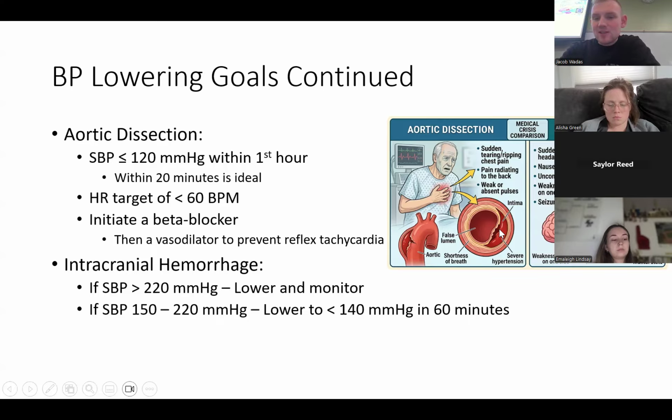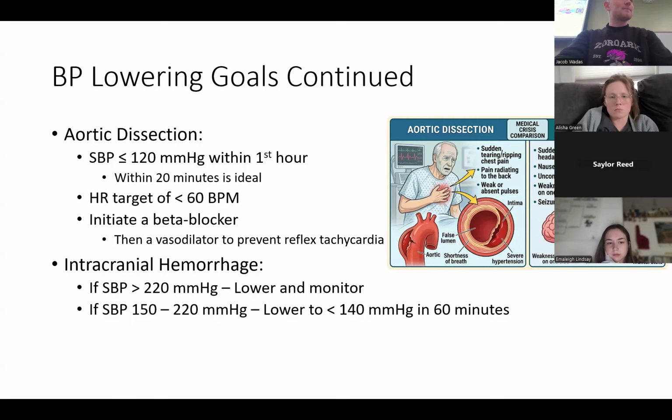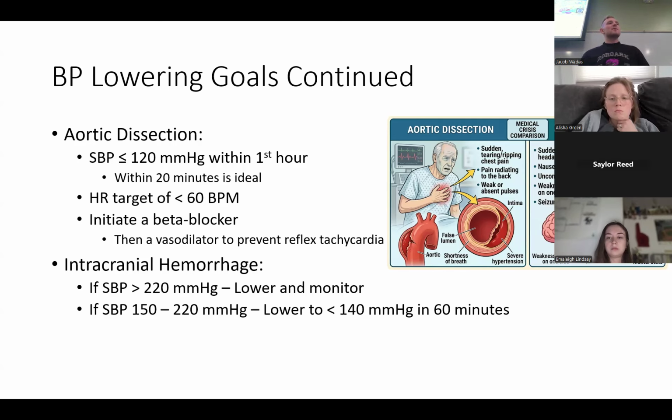If the hypertension and increased heart rate continue, the aorta can completely rupture, and the patient will die pretty quickly from internal bleeding. For an intracranial hemorrhage, if the systolic blood pressure is greater than 220, we lower and monitor. If it's 150 to 220, we want to lower to less than 140 in 60 minutes.